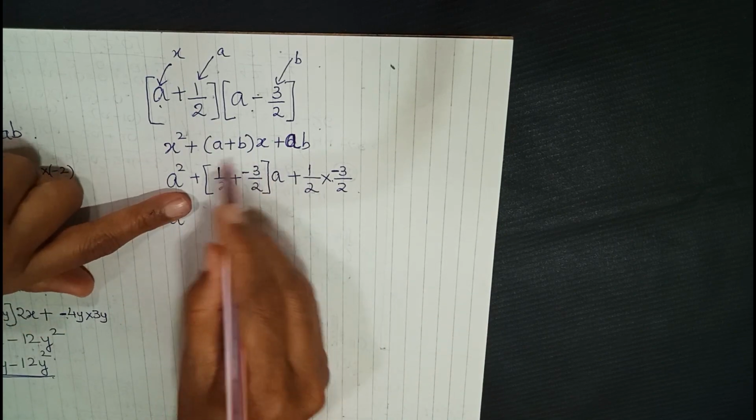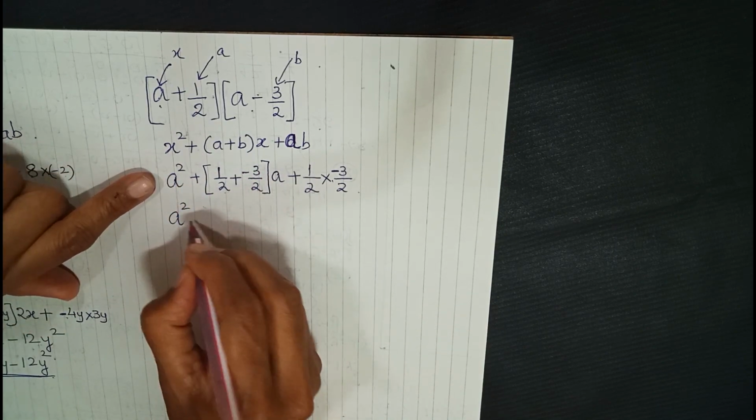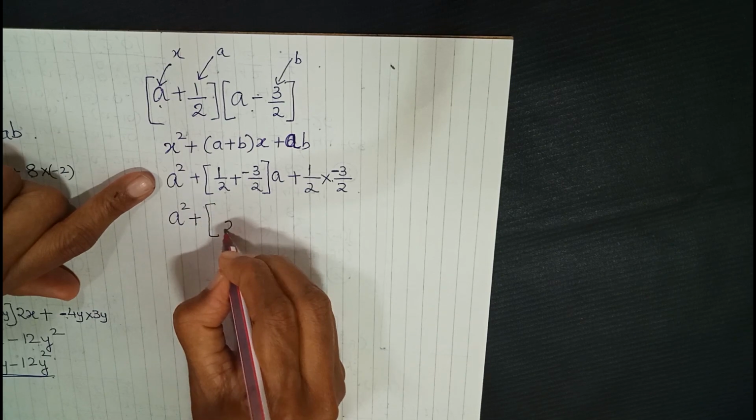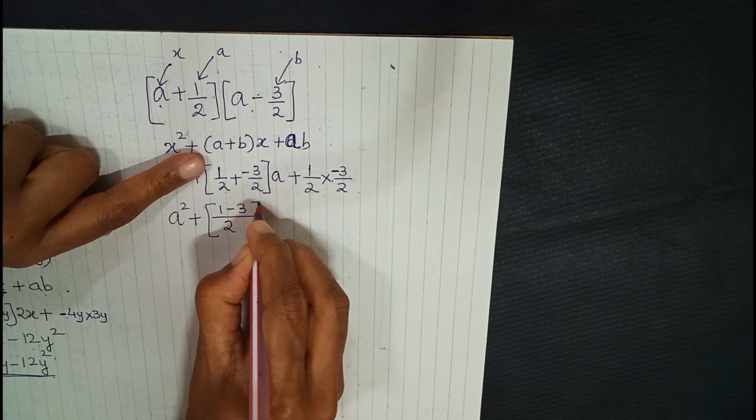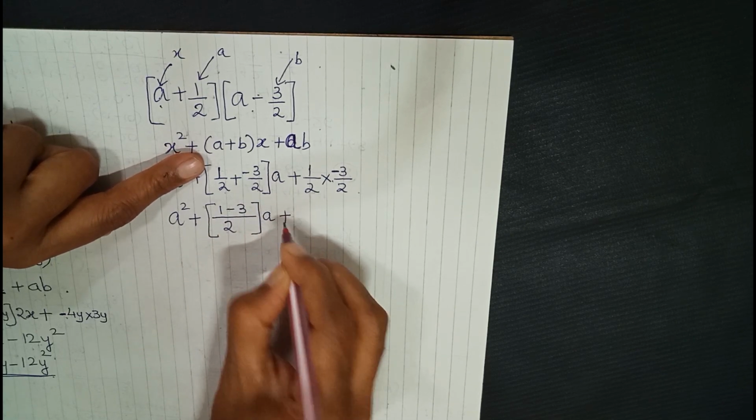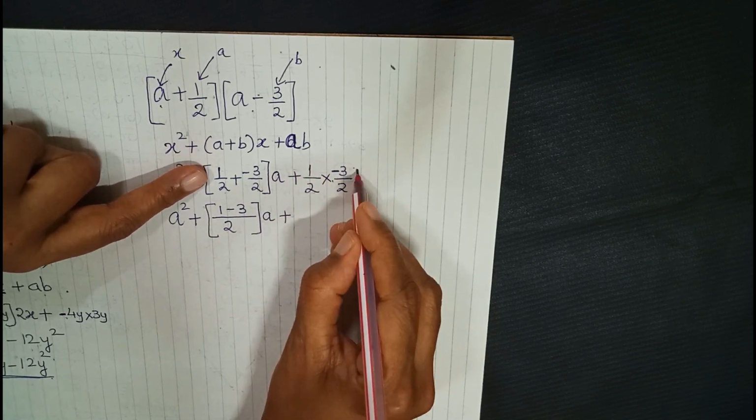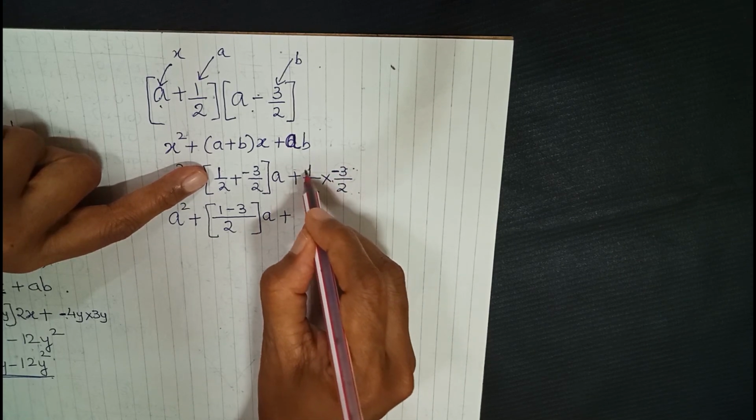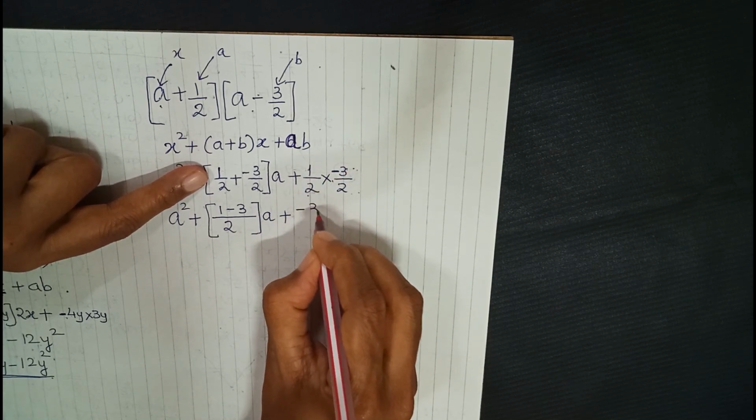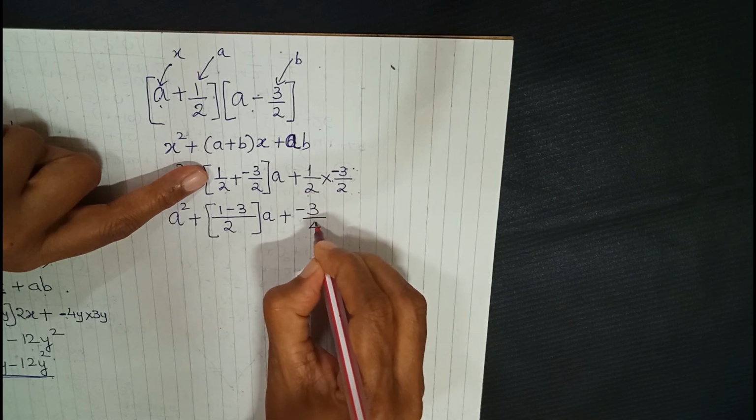Okay. Now you know how to solve this. Both the denominators are 2. So definitely we can add or subtract the numerators. It will become (1 minus 3) into a. And for multiplication, you know, we just have to multiply the numerator with numerator, denominator with denominator. So 1 into minus 3 is minus 3. 2 into 2 is 4.